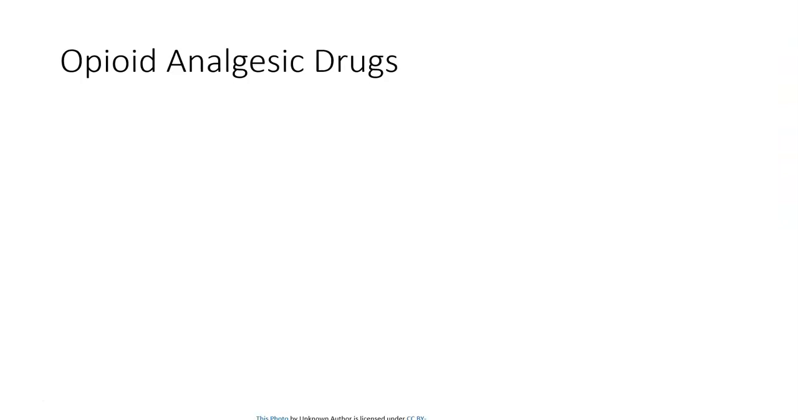Next are the opioid analgesic drugs. Now these are used to treat moderate to severe pain. The term opioid is our common verbiage that we use. Previously, these were referred to as narcotics. Sometimes we still use that term. In addition to treating pain, opioids can produce sedation as well as euphoria, kind of a high, and that's part of the issue that can lead to addiction.